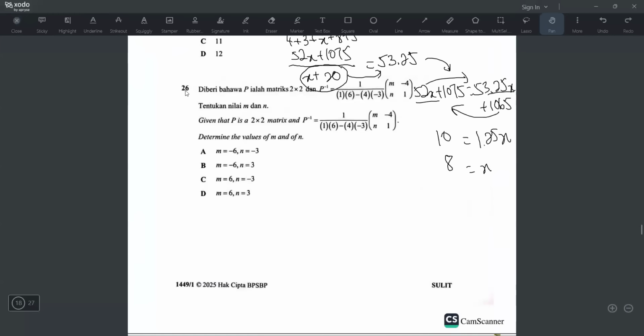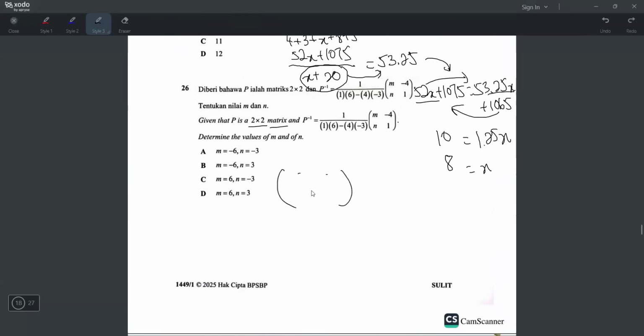Okay, let's do 26. This is matrix question from form 5 chapter 2. Given that E is a 2 by 2 matrix. 2 times 2 means 2 row 2 column. Maksudnya matrix ni dia ada 2 baris 2 lajur macam tu, 2 times 2. Okay, so this one is P. The P inverse is 1 over 1 times 6 minus 4 times negative 3, then the matrix 6, M, negative 4, N, 1. Determine the values of M and N.